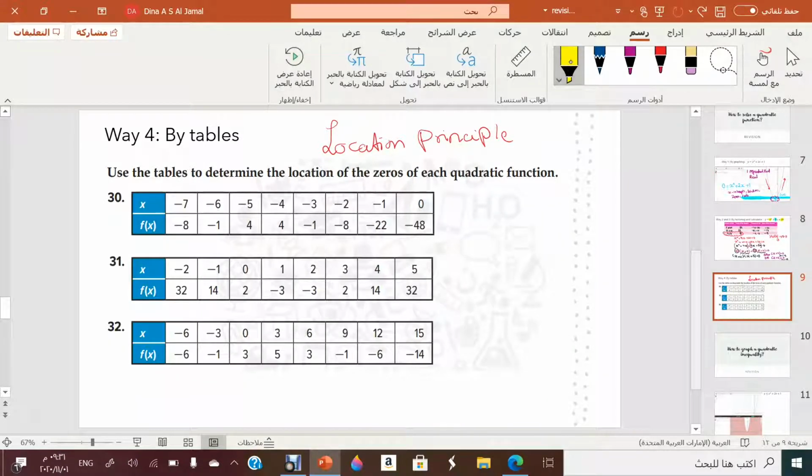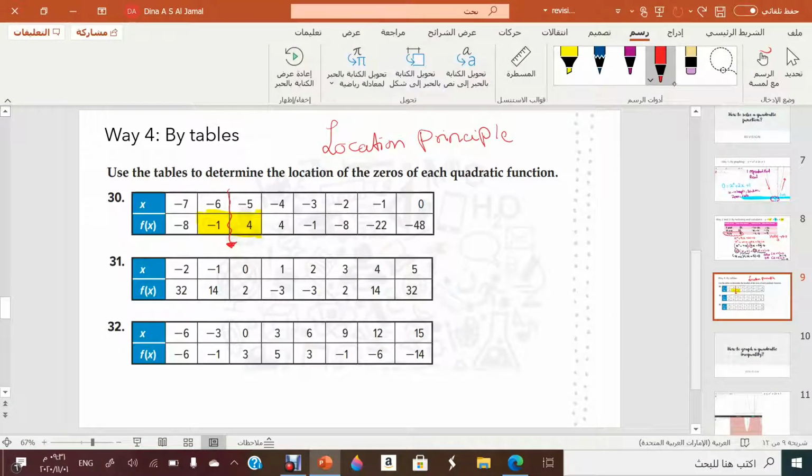So you must look at the f of x. Wherever you are having a change of sign, that means you will be having a root there. Now let's go minus, minus, then suddenly you are having plus. So you will be having a sign change here. That means you are having a root here. So of course, the roots will not be the f of x values, it will be the x values.